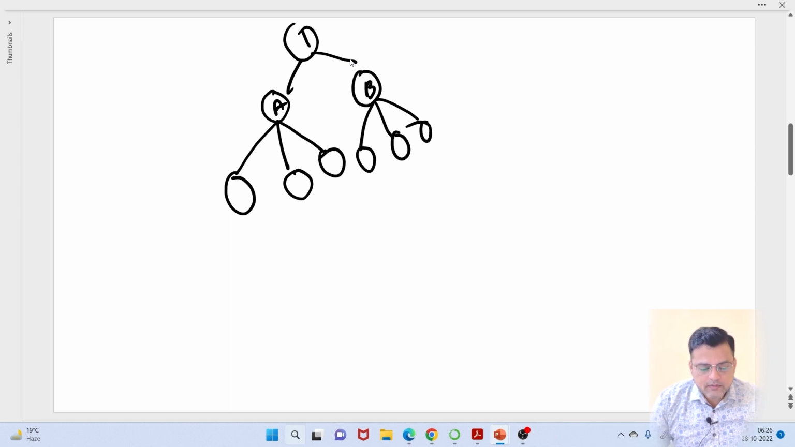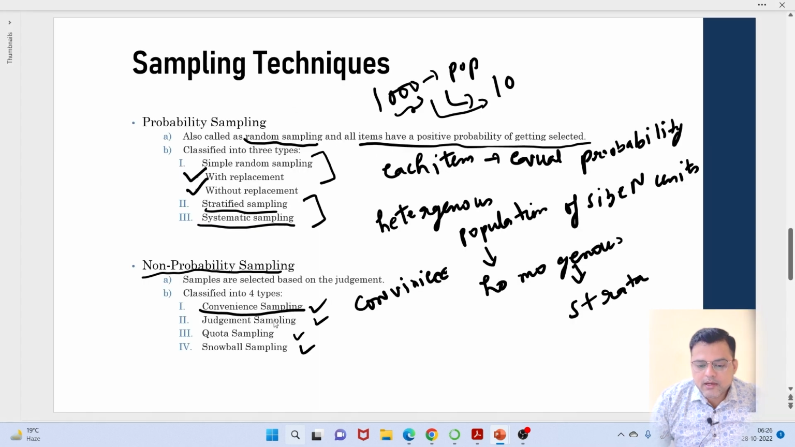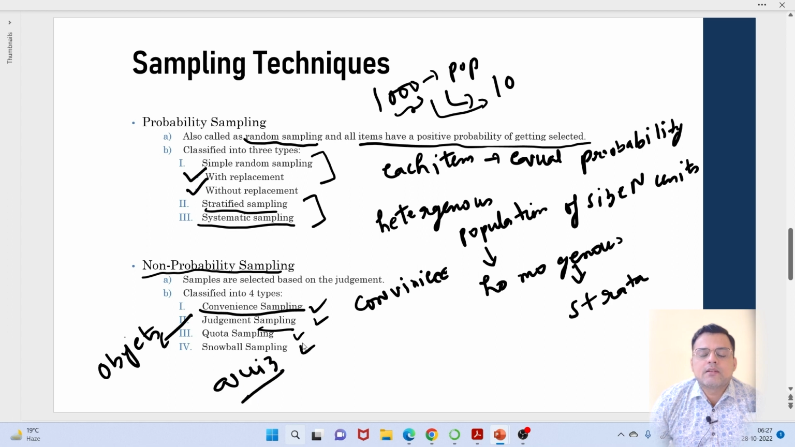And then lastly, we have judgmental sampling. In judgmental sampling, the researcher believes that, in his opinion, some objects are the best representation of the population. For example, if a college is going into a quiz competition, then the college will select the candidates based on their performance in the internal quiz. That is called judgmental sampling.